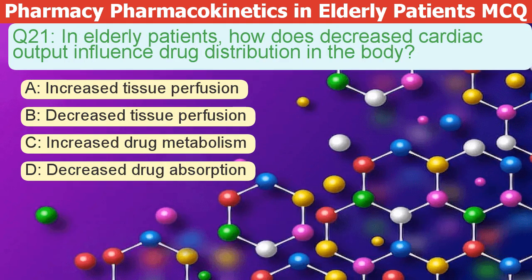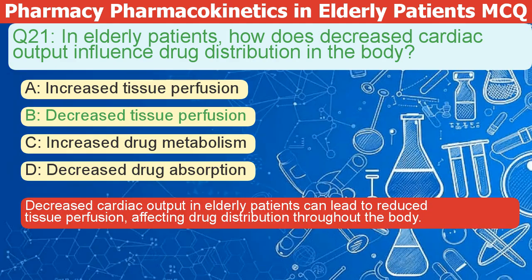In elderly patients, how does decreased cardiac output affect drug distribution? A. Increased tissue perfusion. B. Decreased tissue perfusion. C. Increased drug metabolism. D. Decreased drug absorption. The correct answer is B. Decreased cardiac output in elderly patients can lead to reduced tissue perfusion, affecting drug distribution throughout the body.